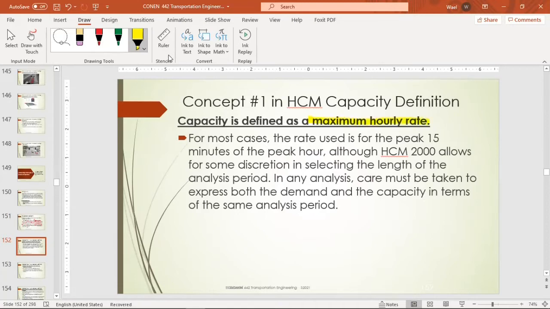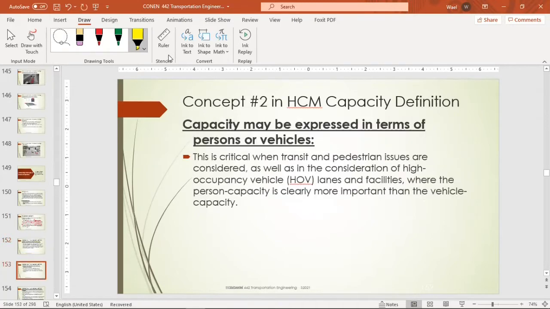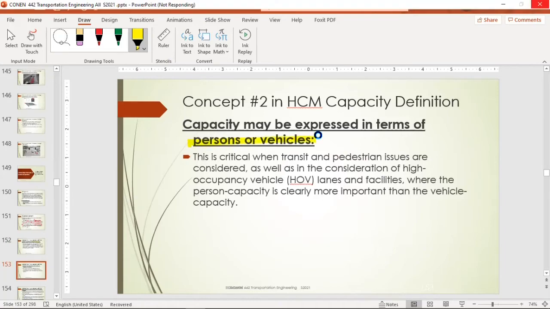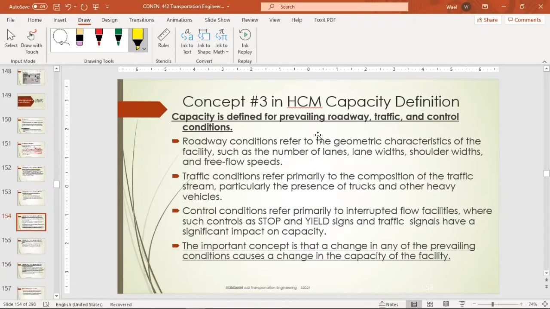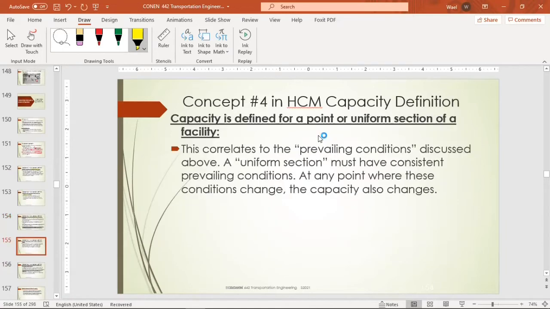Here, maximum hourly rate. Concept number two can be expressed in terms of persons or vehicles. Concept number three, capacity is defined for prevailing roadway, traffic, and control conditions. Then capacity is defined at a point or uniform segment, uniform section of the facility.